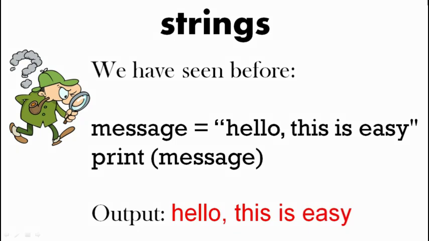Well, we've seen strings before, remember? So we have some text, we use the quotes, and we can use a variable such as message here, and we can print that and it prints the text. So that's a string, it's a data type.